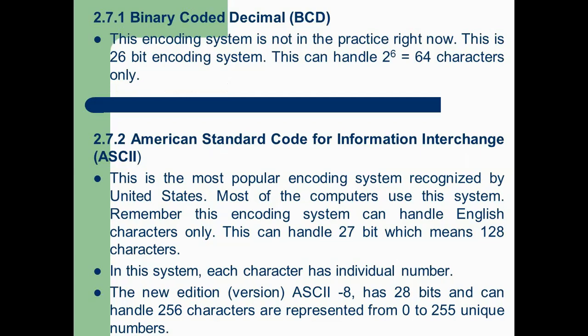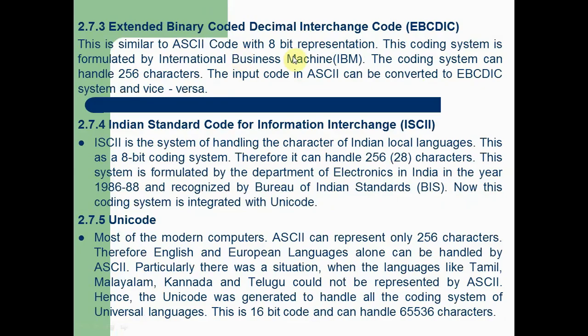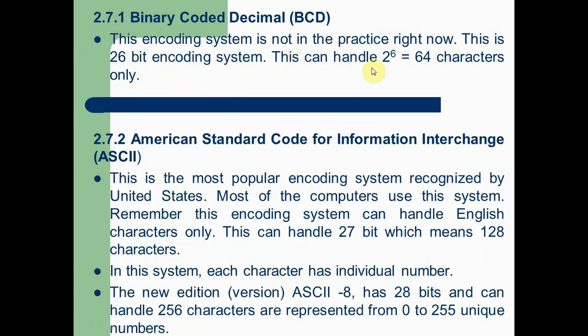The first coding system is the binary coded decimal system. In this system, we are using a 6-bit binary coding system. This system is not in practice, but it is one of the oldest coding systems, where we can handle up to 64 characters, because 2 power 6 is equal to 64. So this is a 2 power 6 encoding system. This is not 26, this is 2 power 6.